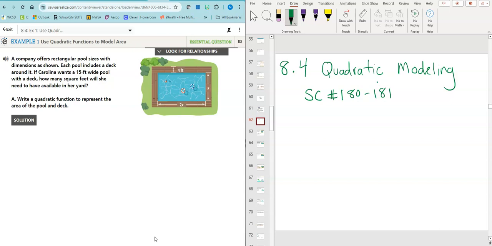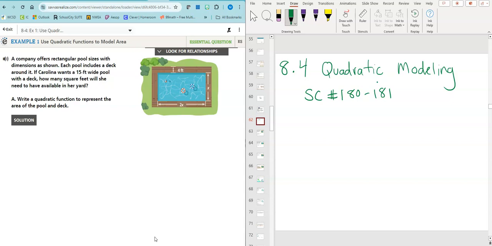Kirk math. All right, here we go. We are on 8.4, looking at quadratic modeling. So we're going to use the quadratic function in standard form to model different situations that might happen in real life. So it's going to be a lot of word problems.